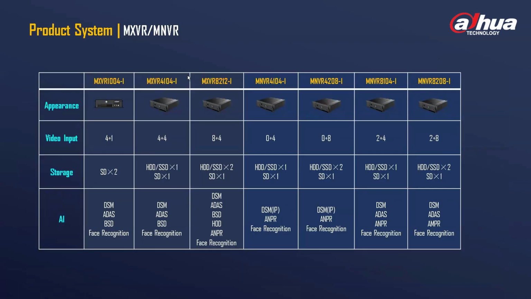Then let's now analyze the different MXVR and MNVR. So MXVR 104, so you just look at the different models. So look at this, video input is 4 plus 1, so that's like 5 channel. 4104 is 4 plus 4. Then 812-I is 8 plus 4, that is 12.